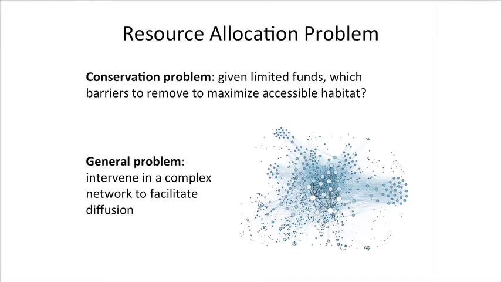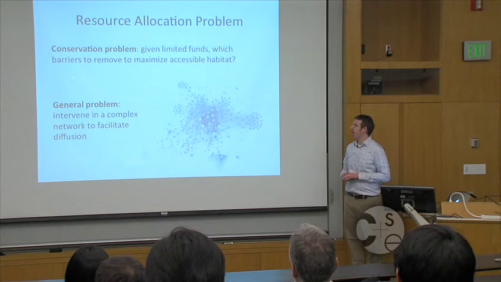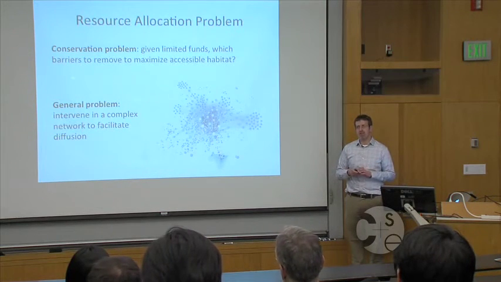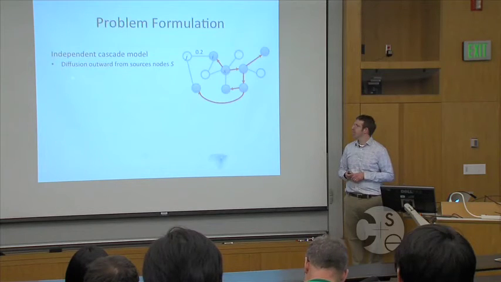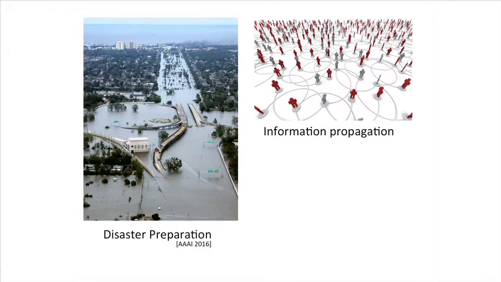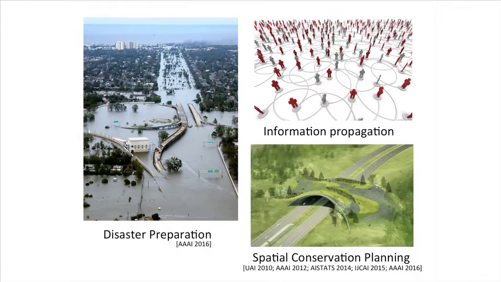Okay, so this is one instance of a much more general class of problems I've been working on, which is: if you have a complex network and you have a diffusion process occurring in that network and you can make interventions to facilitate that diffusion, how should you do so? And this has a number of applications in sustainability and ecology. We've been working on this for making road networks more resilient to natural disasters. The same sort of model and problems apply to information propagation in social networks. And there are quite a lot of applications of similar ideas in the field of spatial conservation planning.